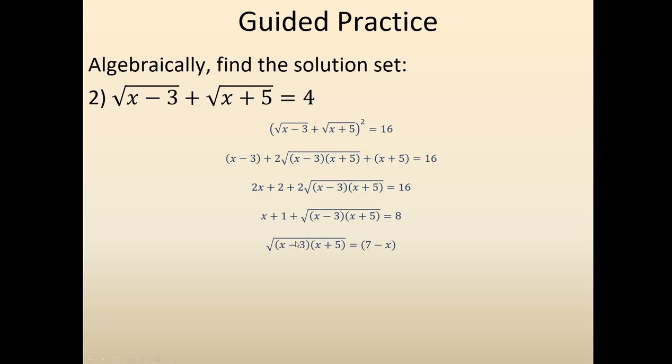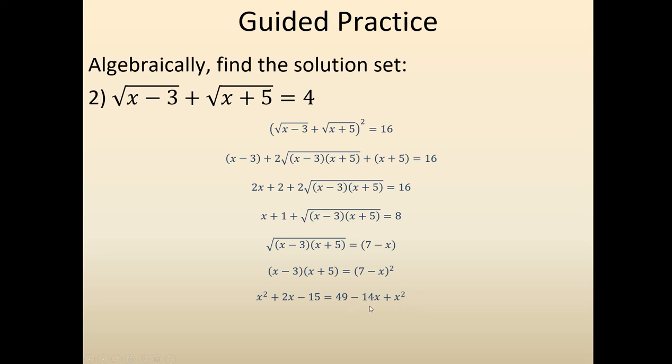Now that the radical is isolated, we can square both sides. So it just gets rid of the square here. We get x minus 3 times x plus 5 equals 7 minus x squared. From here, we can expand both sides. The left-hand side becomes x squared plus 2x minus 15, and the right-hand side becomes 49 minus 14x plus x squared. There's an x squared on both sides of the equation, so those actually drop out.